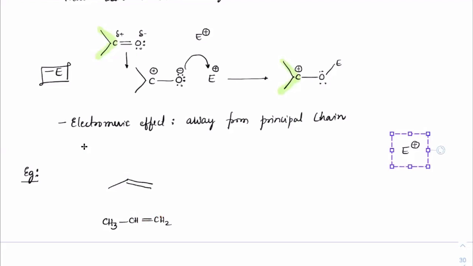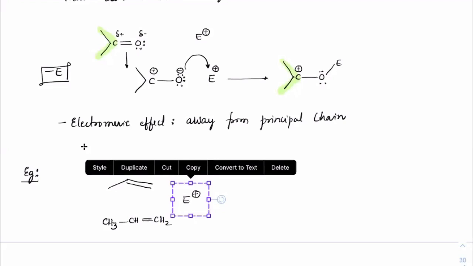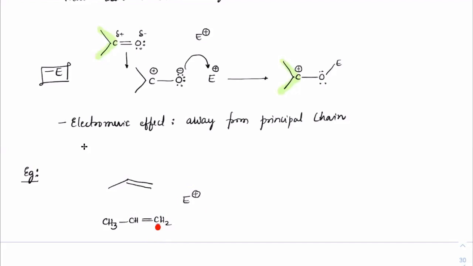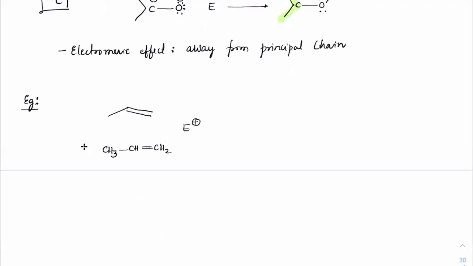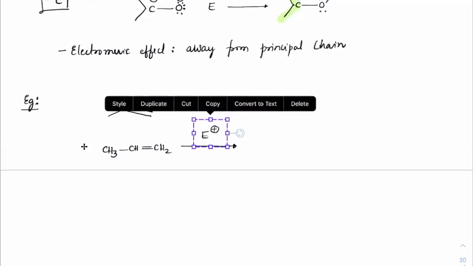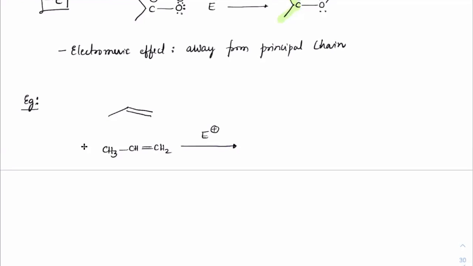But the minute the electrophile approaches close to it, the electrons get distributed on any of the carbons. So you can see as the electrophile approaches, there are two different ways it can rearrange. One, it can form this way: CH3, CH plus and CH2 minus. Or the other way is CH3, CH minus and CH2 plus.